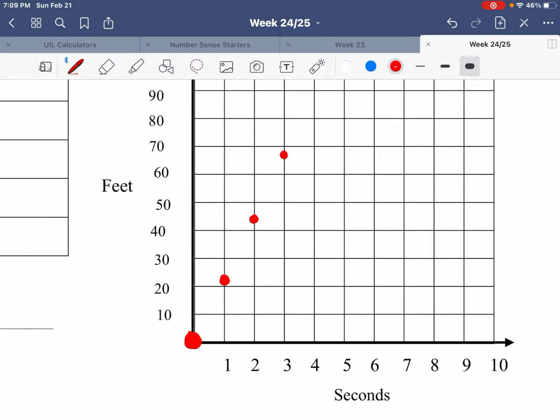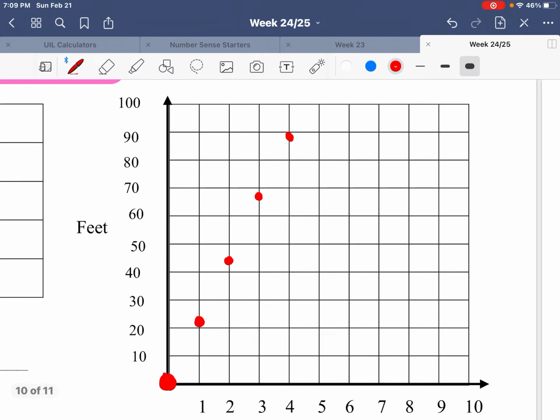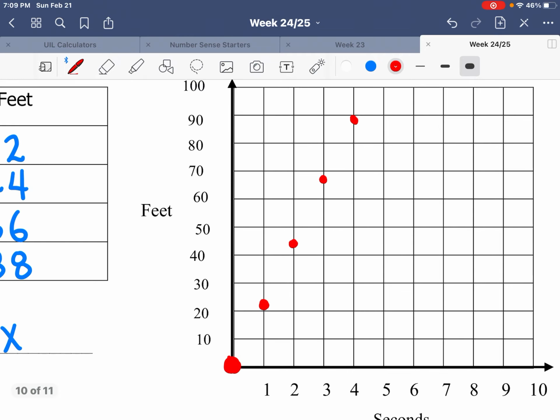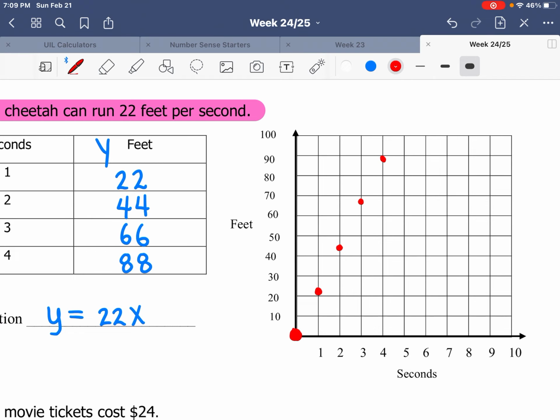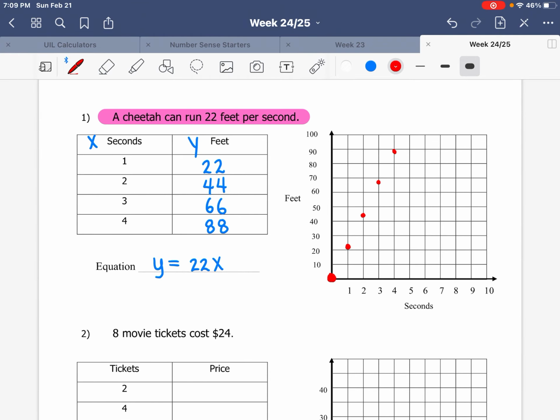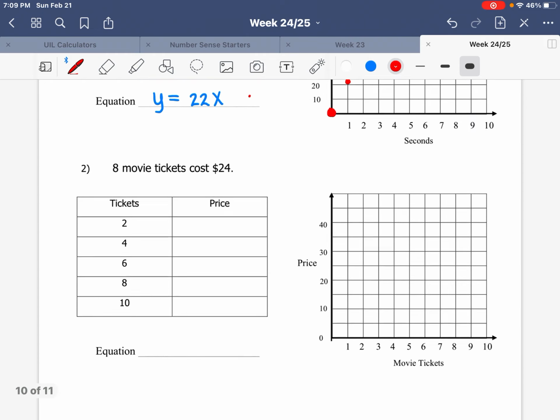And then we can keep going. In 4 seconds, it would be 88, which again would be very close to 90 here. And if we move on up, we can't go any further because the next one would be over 100, right? So that's about as far as we can graph that situation with this graph that we're given. So there you are, a word problem, a table, an equation, and a graph that all represent the same situation.